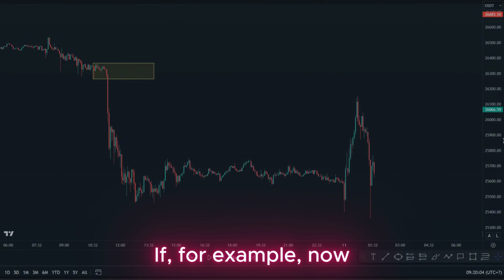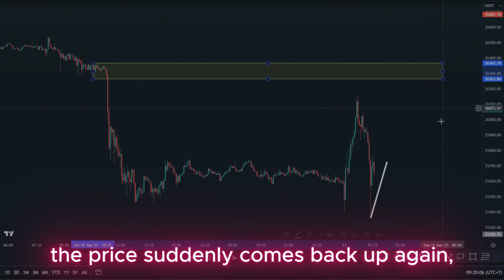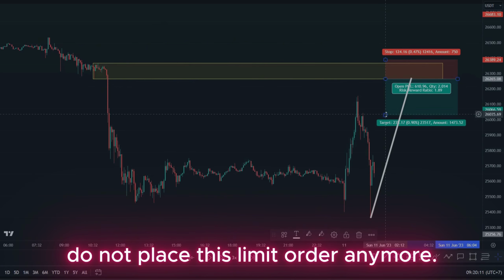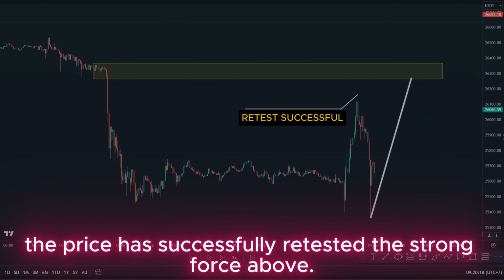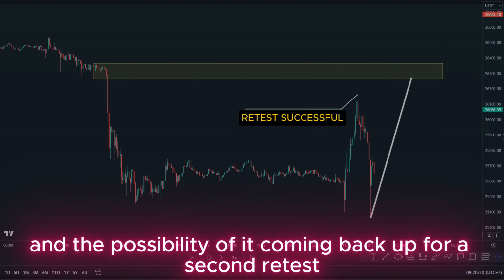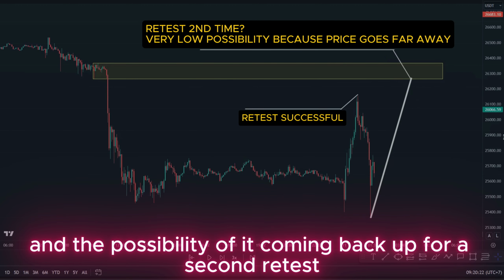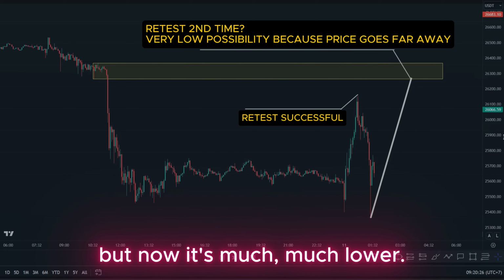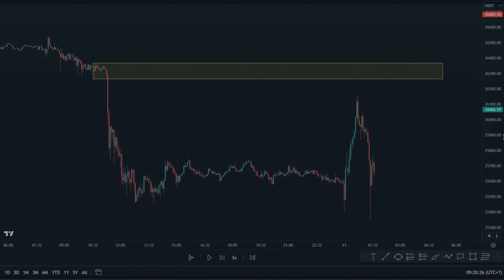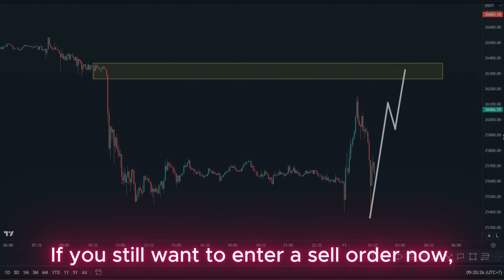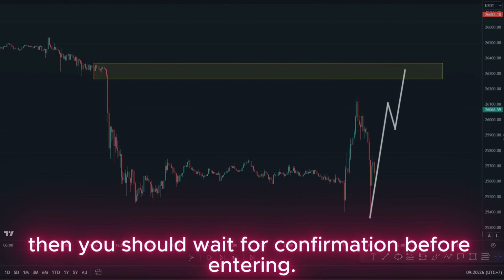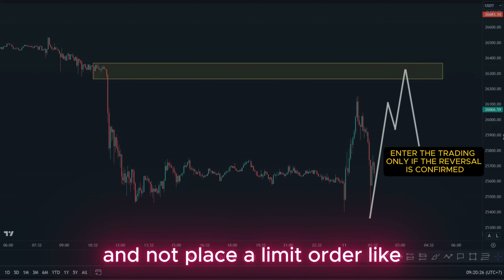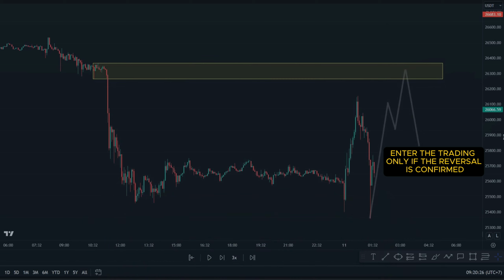If, for example, the price suddenly comes back up again, then absolutely do not place this limit order anymore, because the price has successfully retested the strong force above, and the possibility of it coming back up for a second retest, and that might happen, is now much, much lower. If you still want to enter a sell order now, then you should wait for confirmation before entering, and not place a limit order like the previous order.